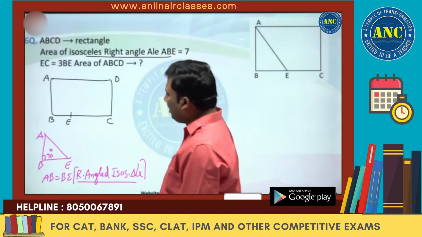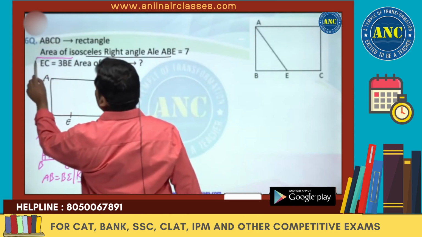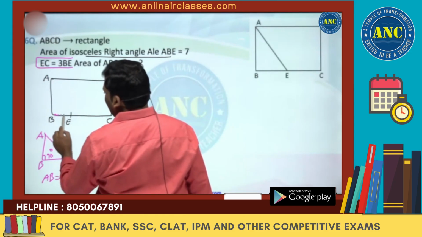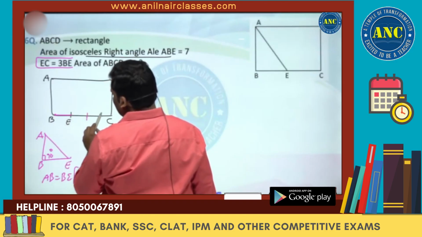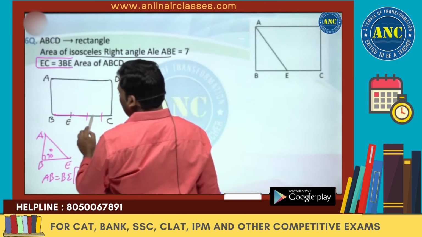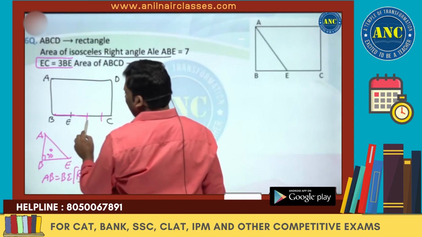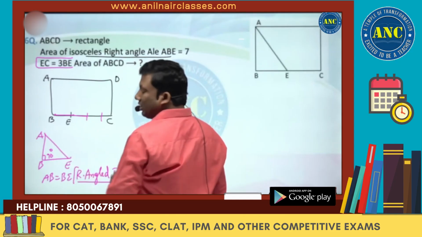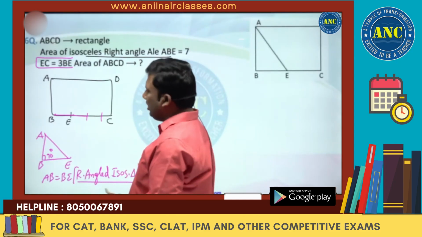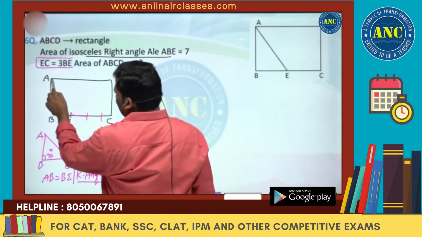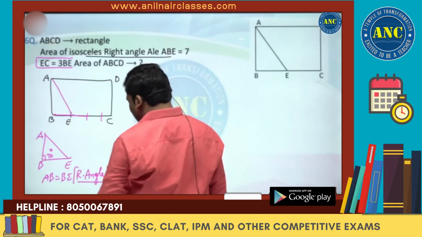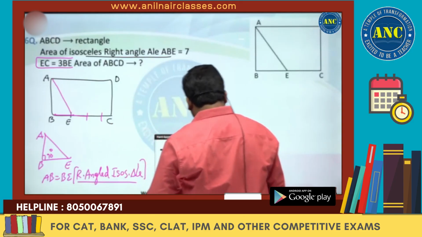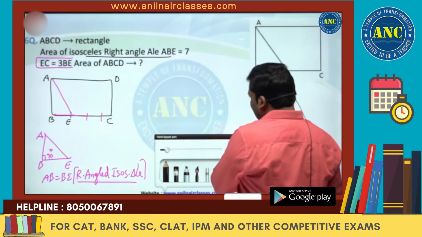EC is equivalent to 3 times BE. This is 1, so this will be 3. If it is 1 unit, from here to here, here to here, here to here, 3 units. So EC is equivalent to 3 BE. ABE is a right angled triangle, a right isosceles right angled triangle.